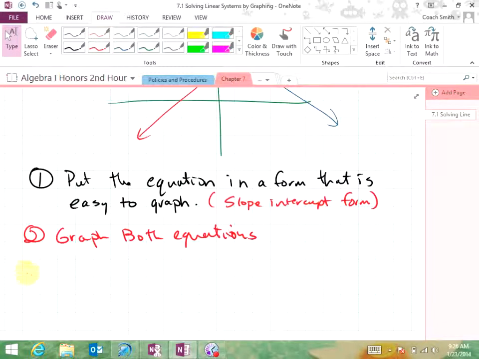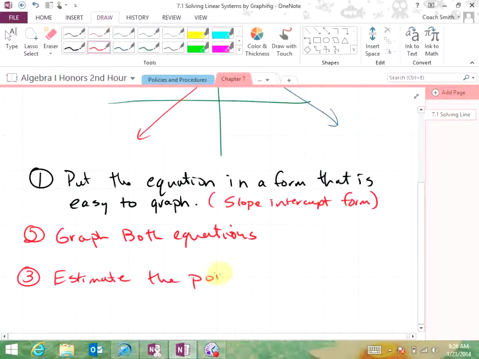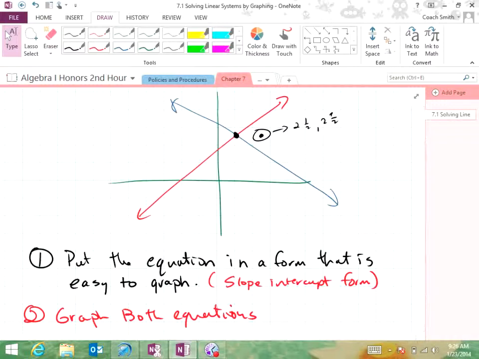Okay? The third step is to estimate the point of intersection. Just like we did up here, we estimated that our point of intersection was right there. Now, when it says to estimate, that's where you're going to have to look at it and go, okay, what are the coordinates? Most of the time, like I said, your coordinates are going to be whole numbers. Sometimes they won't be. Not very many of them, okay? Most of them will be whole numbers, on those graph lines that you've done.